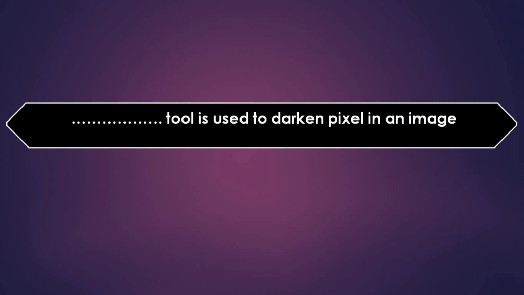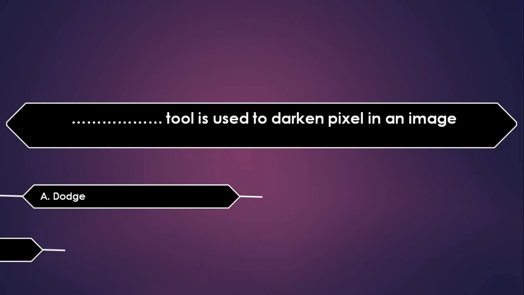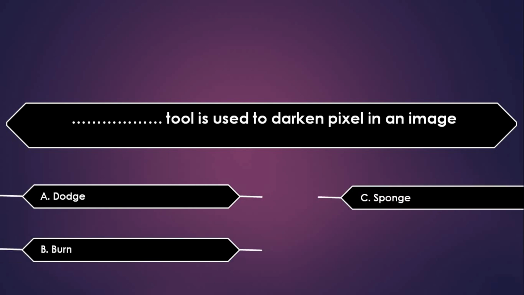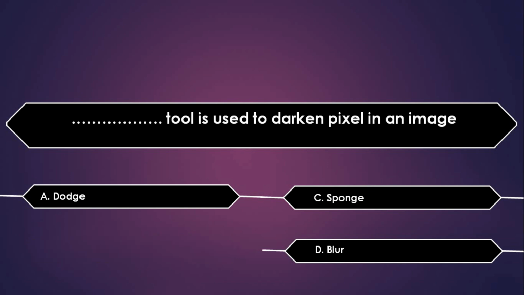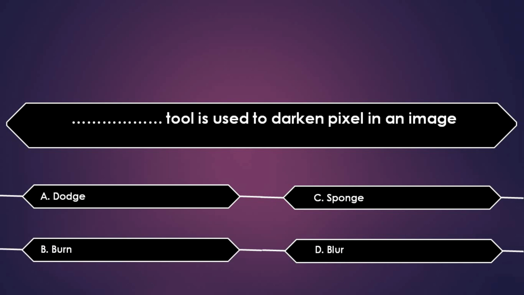Which tool is used to darken pixels in an image? A. Dodge, B. Burn, C. Sponge, and D. Blur. So the right answer for this question is burn. The burn tool is used to darken pixels in an image.